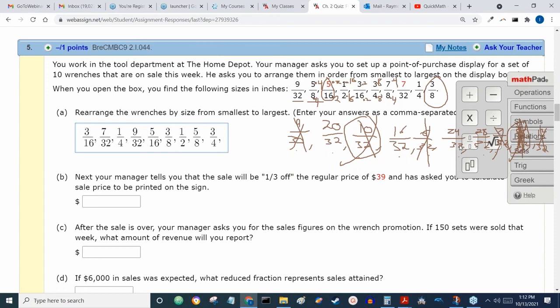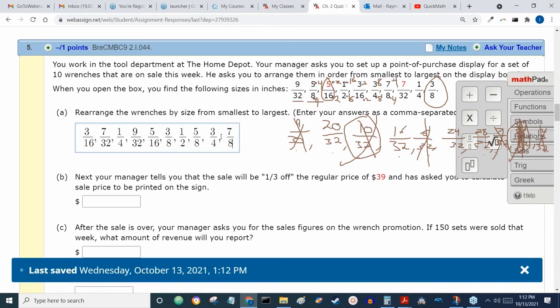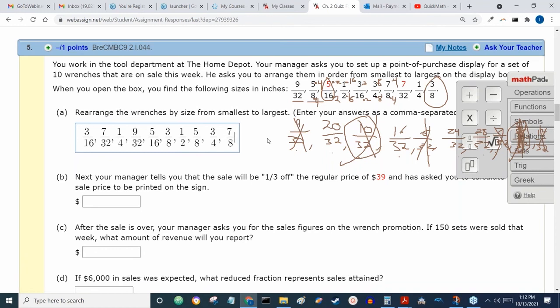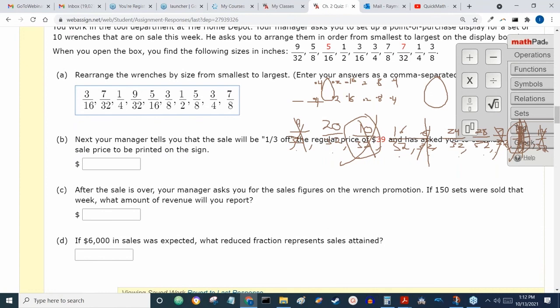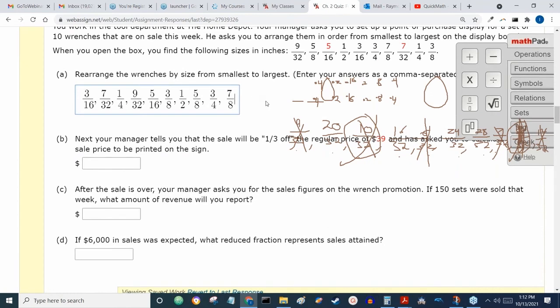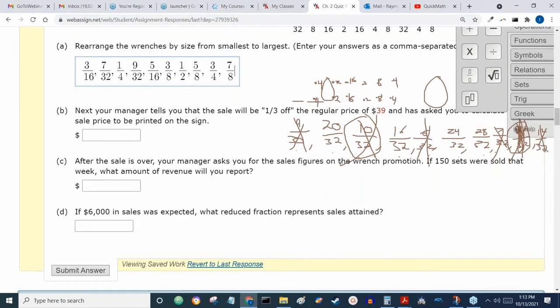And then the last one is 28/32. That's 1, 2, 3, 4, 5, 6, 7 on our converted list. So 1, 2, 3, 4, 5, 6, 7. It's 7/8. Okay, so I got my list. Make sure there's no comma at the end. WebAssign is going to mark it wrong if there is a comma at the end, which is a silly reason to have it marked wrong.